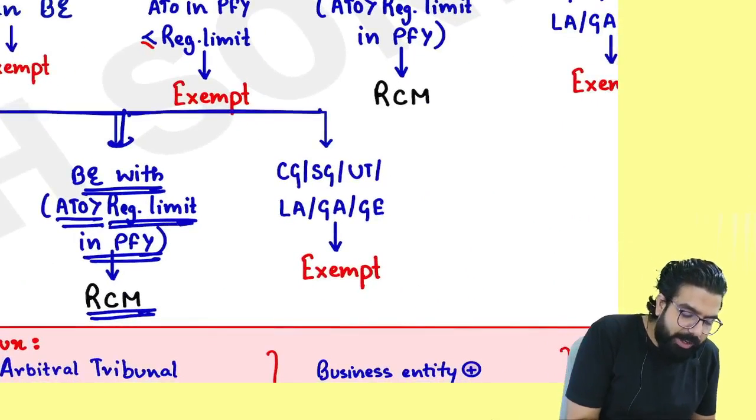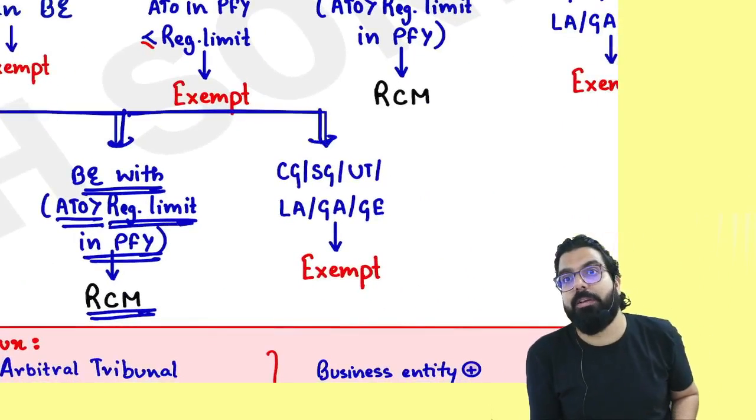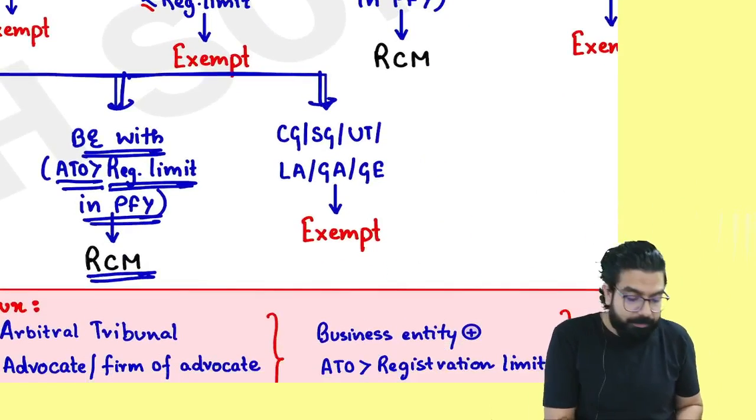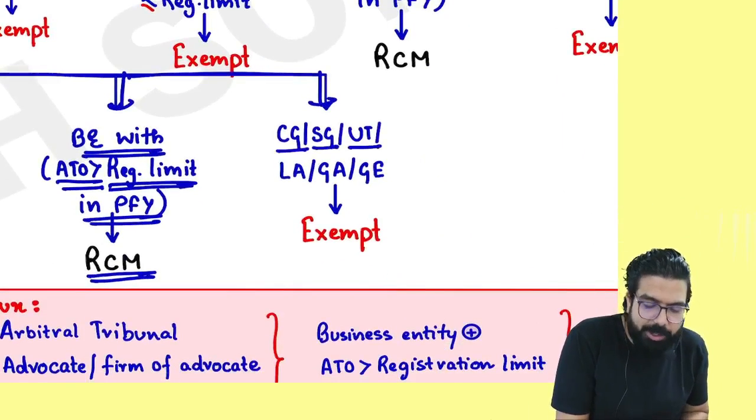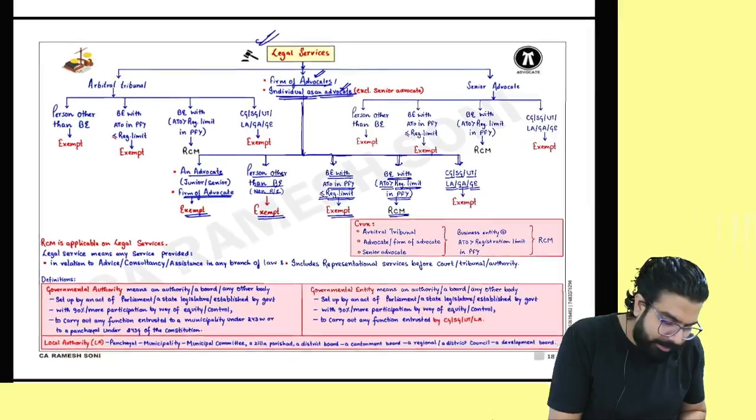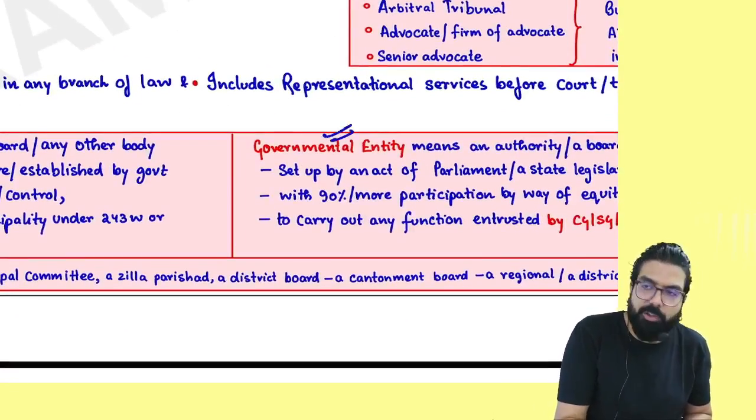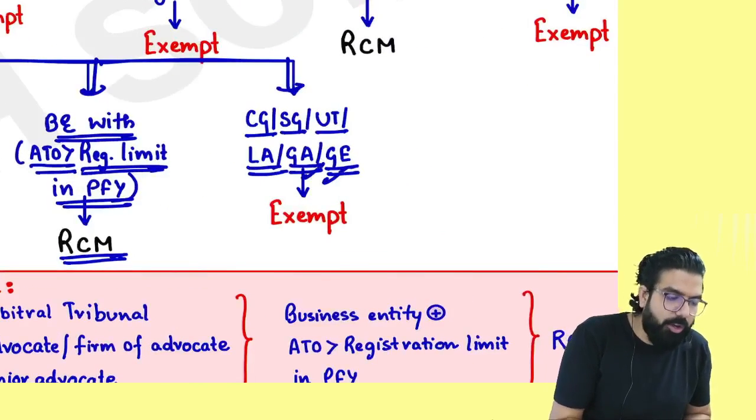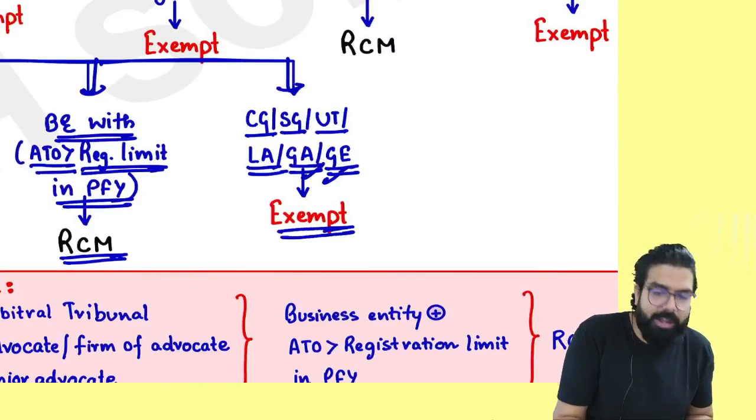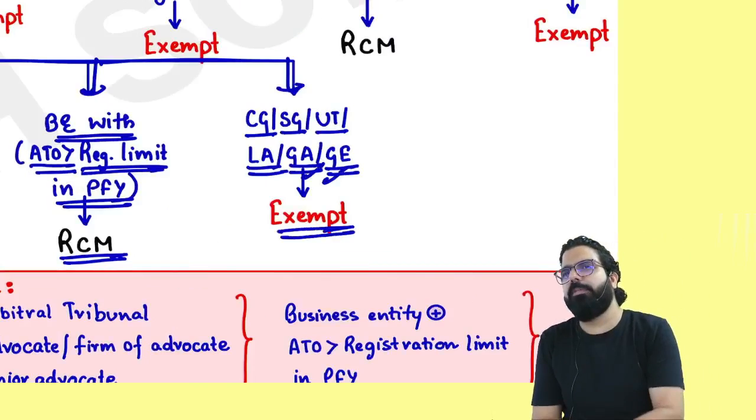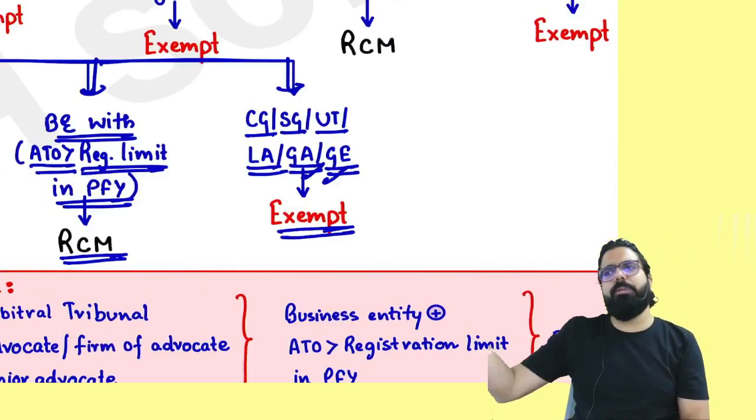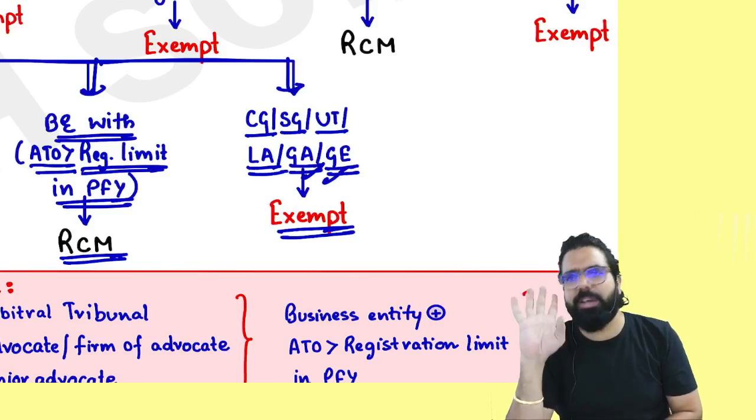If an advocate is helping the government, for example, providing services to the central government, state government, union territory, local authority, governmental authority or governmental agency, we will talk about the definitions of governmental authority and governmental agency later. As of now, if you talk about governmental authority and governmental entity, it will always be exempted. Advocate services are taxable in only one case.